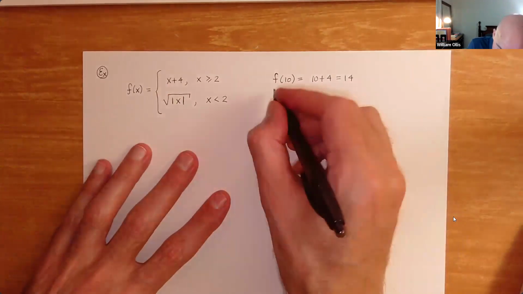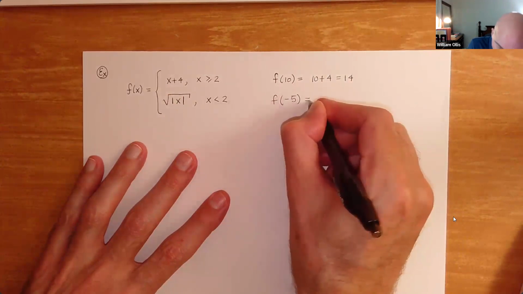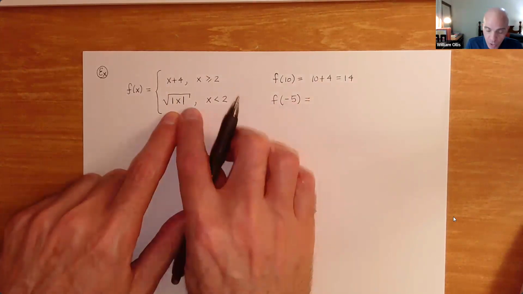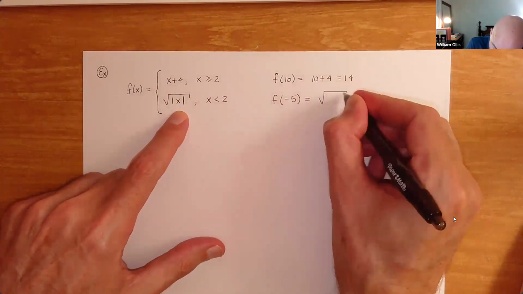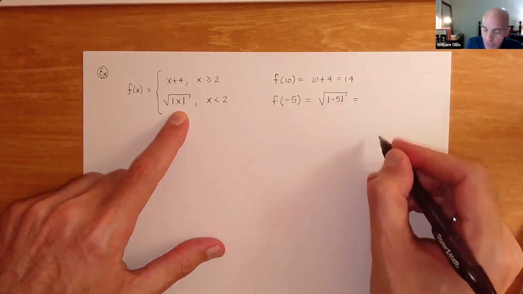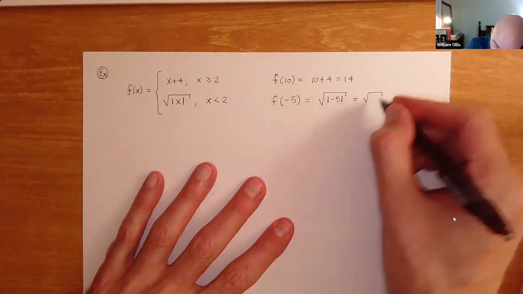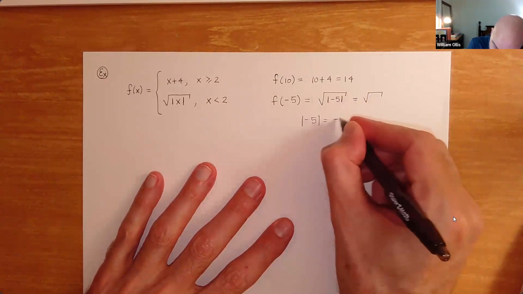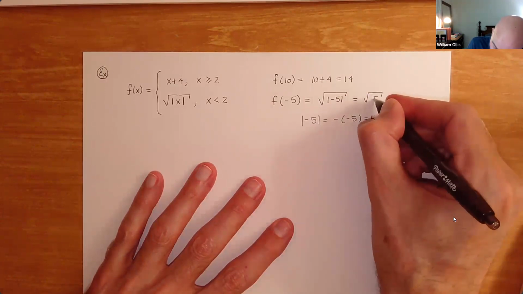Let's try another one. Let's say we do f of negative 5. Well, now what we can see, negative 5 is less than 2, so we use the second row. So we will replace x with negative 5. So we have the square root of the absolute value of negative 5. Well, the absolute value of negative 5 is positive 5 by definition. So just remember, I'll just do a little sidebar here. The absolute value of negative 5 is the additive inverse of negative 5, which is 5. So we end up with the square root of 5.